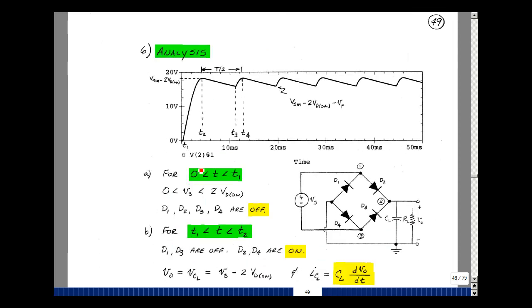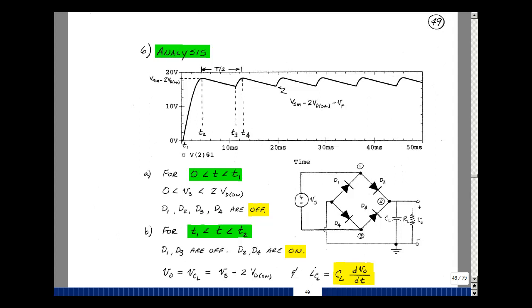Plotted again, node voltage 2 of the first simulation, this one that has the capacitor in it. The peak value here is V sub S maximum minus 2 diode drops. And then we drop down by a value of the ripple voltage, so we're just going to subtract that off. So that's the value over here. Label this time T1, T2, T3, and T4. I want to talk about what's happening during these time intervals.